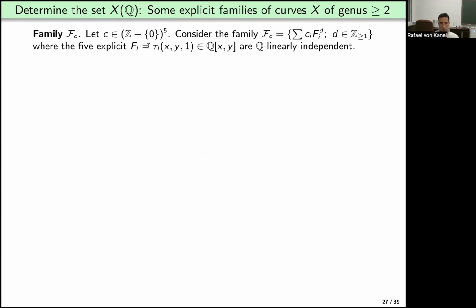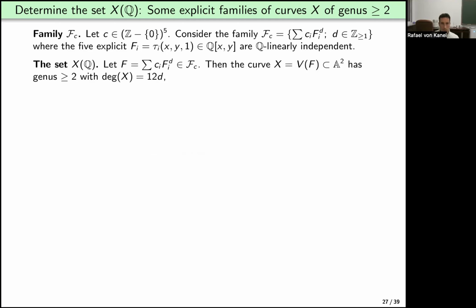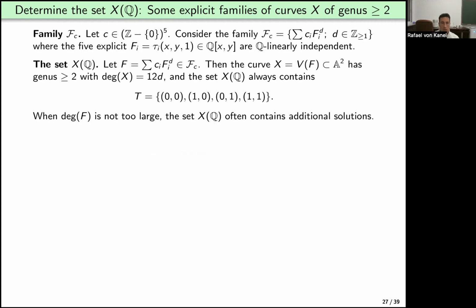And then one knows that actually these F_i are Q-linearly independent. So we look at this family, and we would like to study the set of Q-rational points of curves in this family. So we let F in F of C, then we look at the curve X in A2, and then we know that the genus is greater or equal than 2, and the degree is equal to 12D. And also one can show that actually the Q-rational points X of Q always contain this set T given by these 4 points: (0,0), (1,0), (0,1), (1,1). And also if the degree of F is not too large, then this set X of Q often contains additional solutions. But if the degree gets larger, it's harder and harder to find these additional solutions.